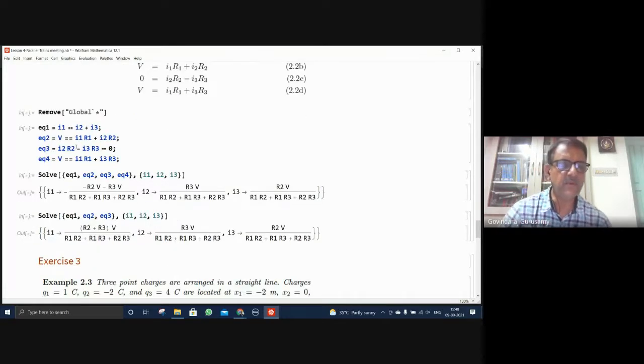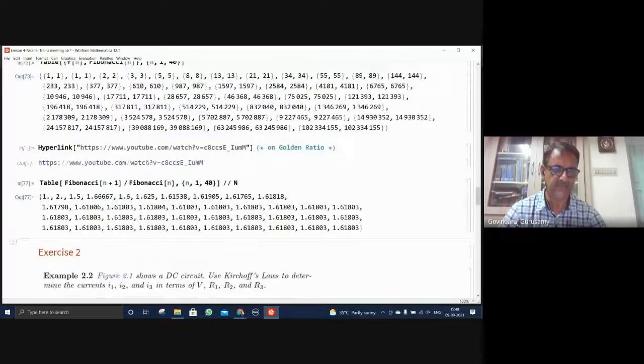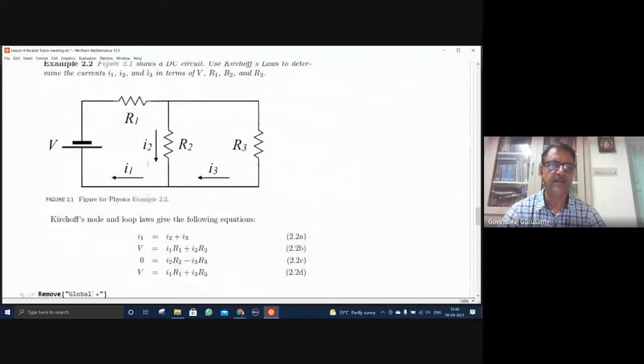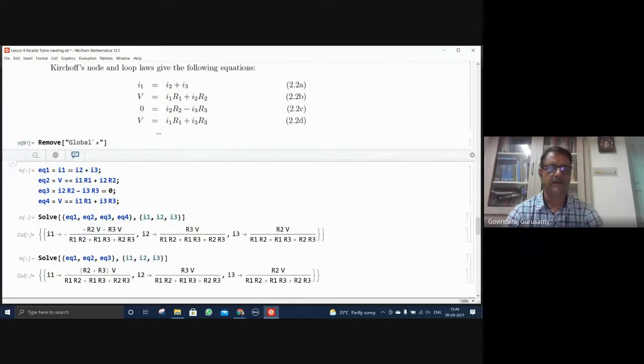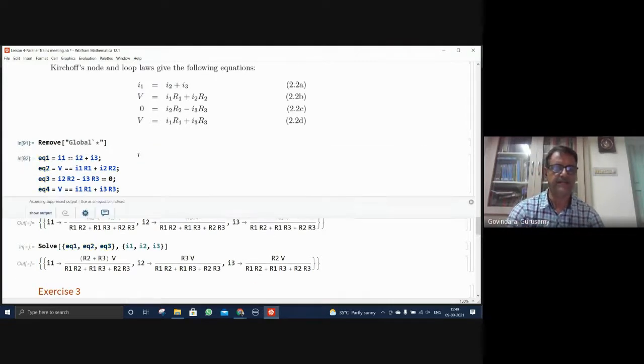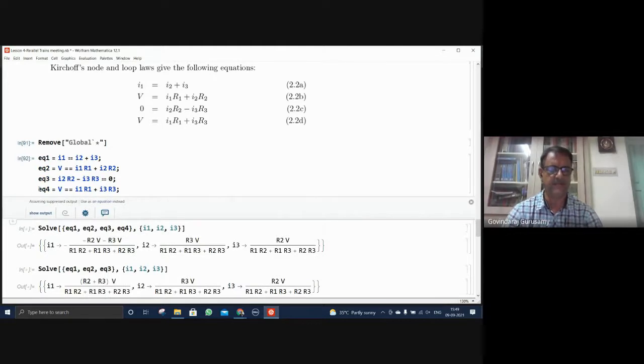You can see these three are in blue color, and equation 1 is black, which means it has already been defined. I don't want to use that, because it will clash with this equation. Therefore, we use the statement Remove Global, which removes all the variables that can be removed. So now you redefine it. The 4 equations have been taken now.